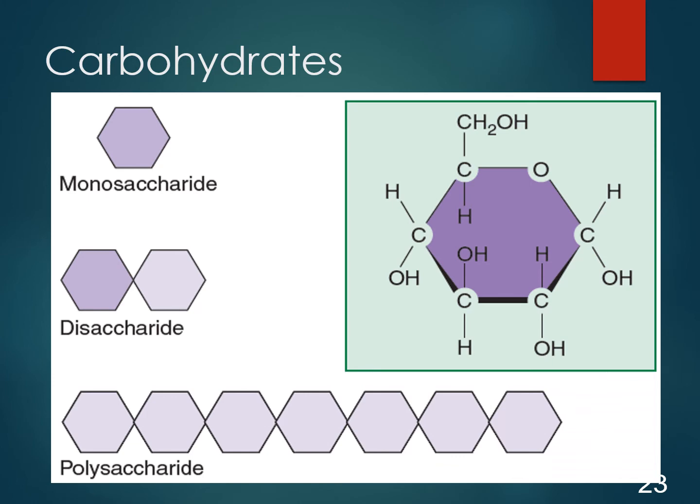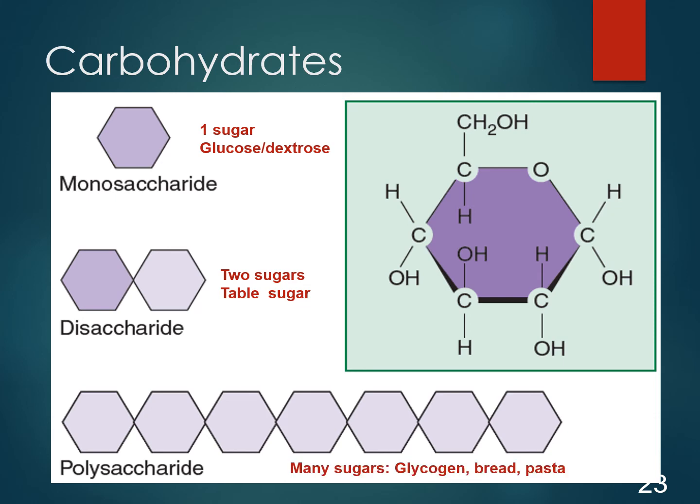This slide gives you a visual of what the various types of carbohydrates look like. The first one being that single unit sugar, monosaccharide, and then two monosaccharides joined together would be a disaccharide, and more than two monosaccharides joined together would be a polysaccharide chain.